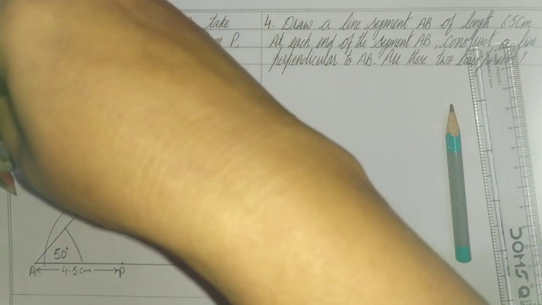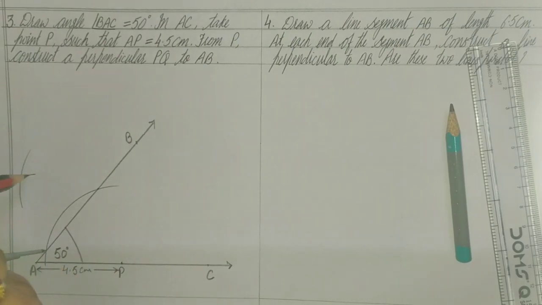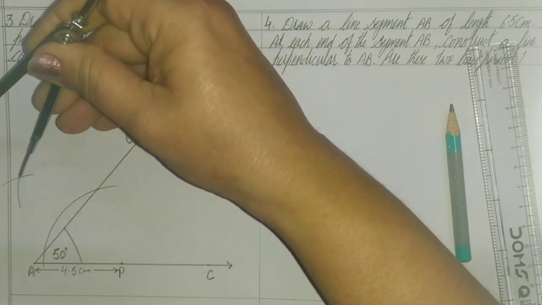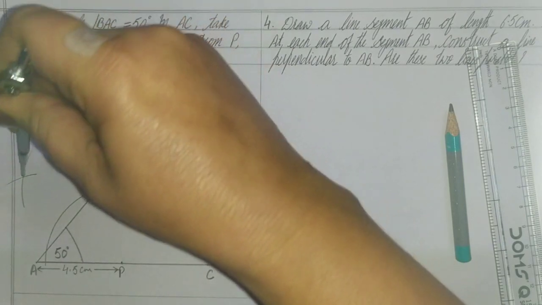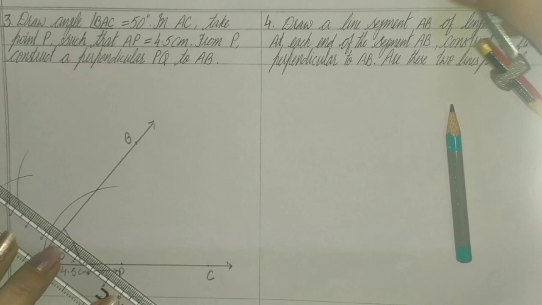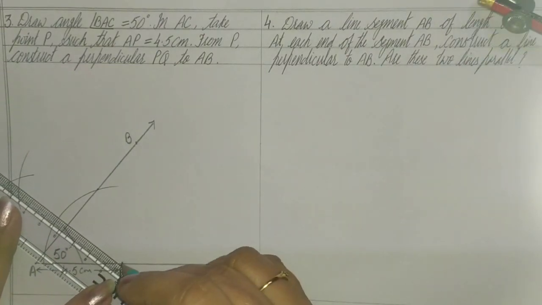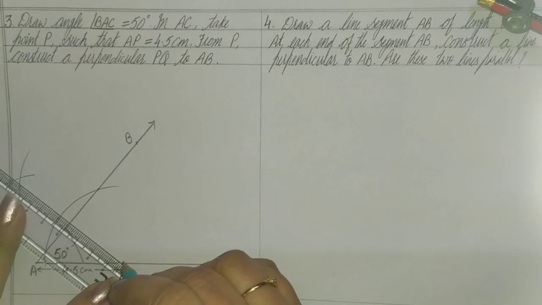taking this point as center, draw an arc, then with this point as center you have to intersect the previous one, then just make a hole at the point of intersection of these two arcs. Now draw a ray from P passing through the point of intersection of these two arcs.